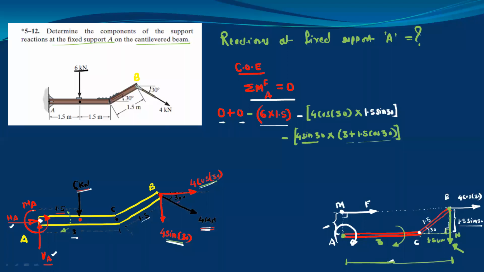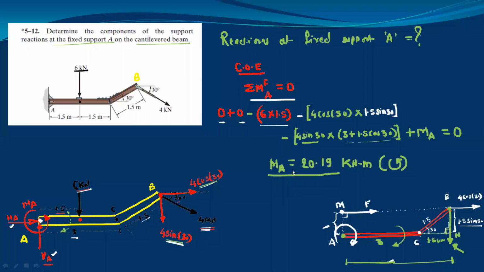After this, observe this moment MA. This is the moment reaction and it is in the anti-clockwise direction. So add this moment plus MA and then equate this to 0. This is the condition of equilibrium, summation of moments. Now solve this equation and get the value of MA. Try to find this. You can give the answer in the chat box. Okay, so check the answer. MA is plus 20.19 kilonewton meter. So we get the positive answer after solving this equation. That means our assumed direction is correct. MA is acting in the anti-clockwise direction only. So show this direction anti-clockwise. This is the first unknown.